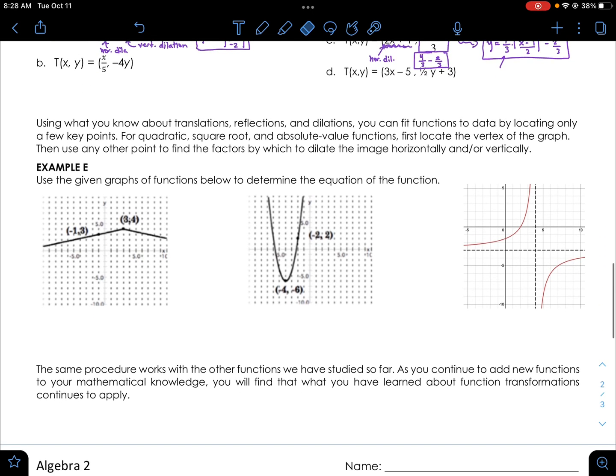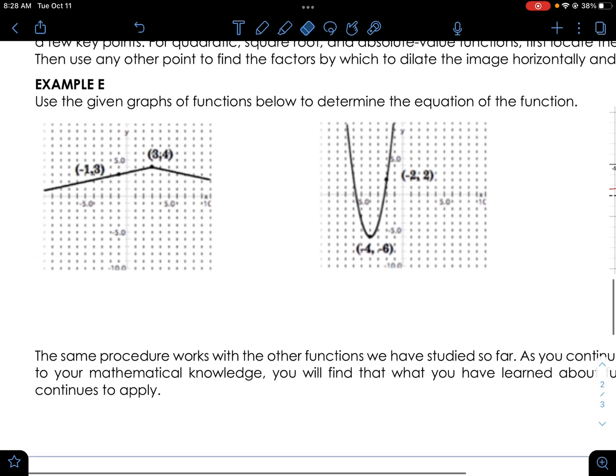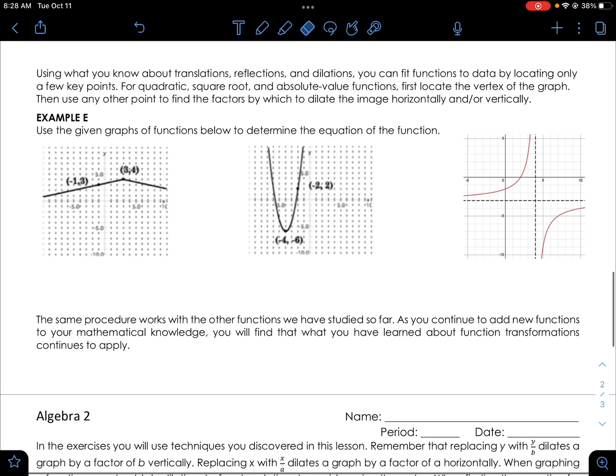The final thing that we need to talk about is how to go from a graph to an equation. So again, when you're looking at these graphs going to an equation, the first thing you should look at are translations. So first, translations, and then second, dilations and reflections.